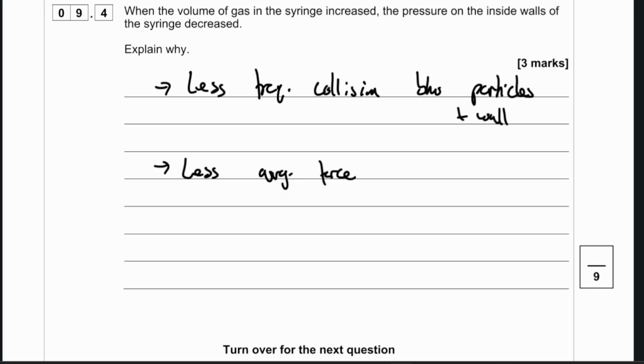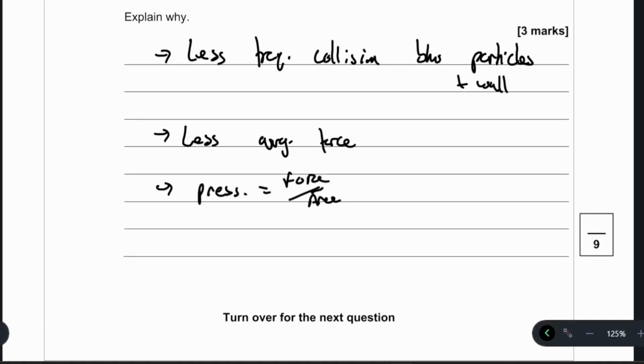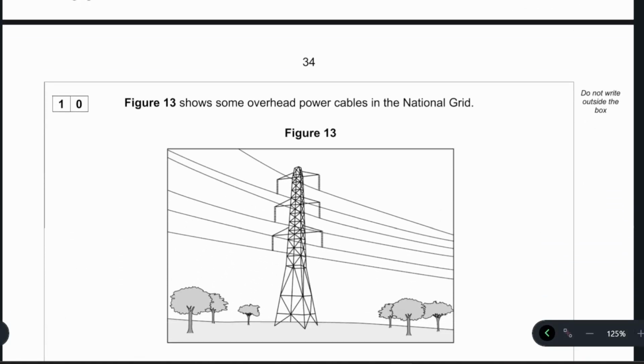So if there's less average force, that means there's less pressure, because pressure is equal to force over area. Yeah, so pressure is the force per unit area. So if we're saying there's less average force, then that means that the pressure is going to be lower. Okay, so that's what you say for your 3 marks. And that's it for question 9. So let's move on to question 10.